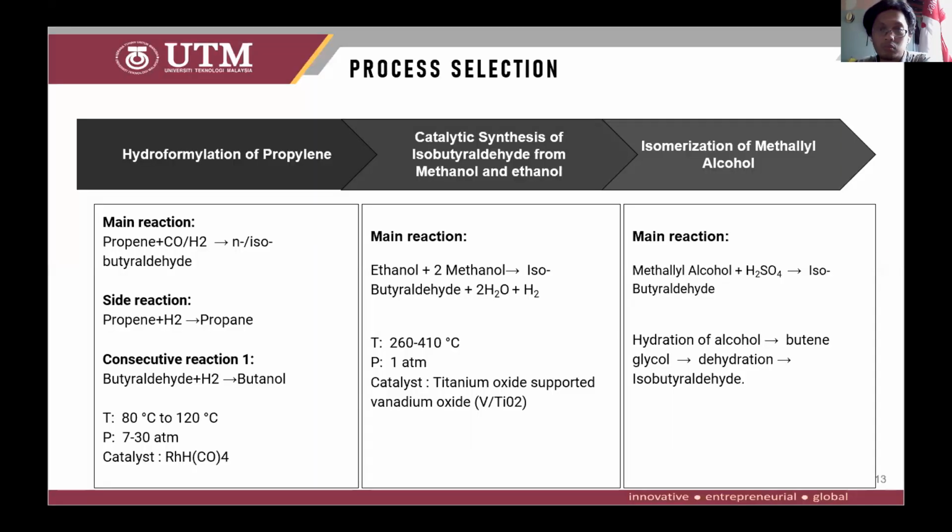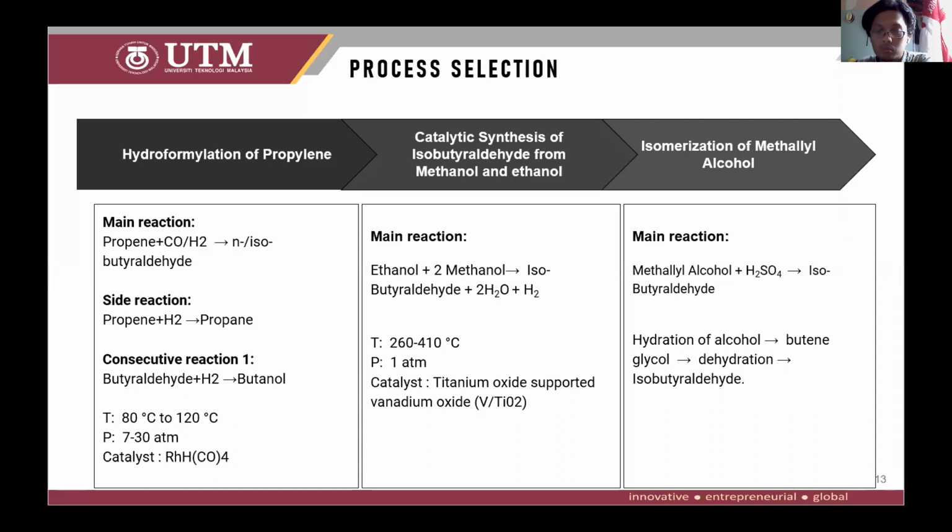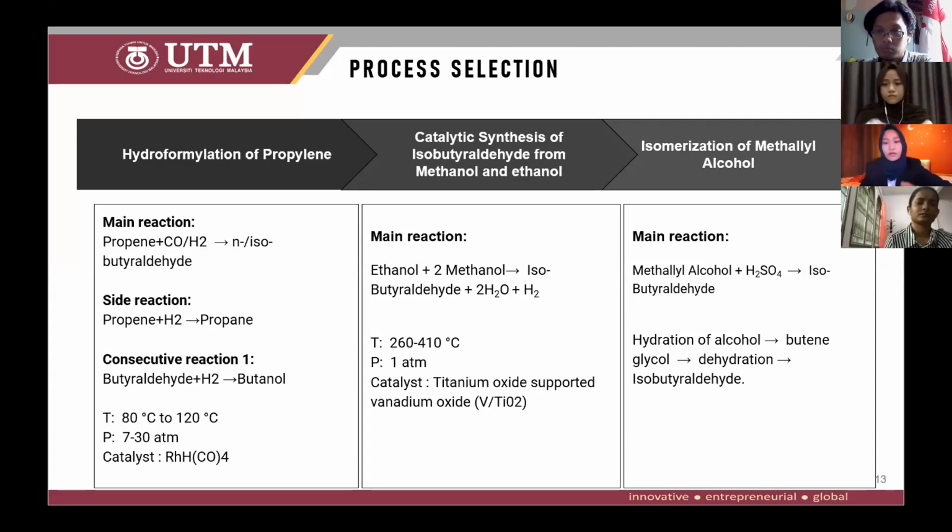supported vanadium oxide. Well, the third reaction is the isomerization of methyl alcohol. This reaction involves the reaction between the methyl alcohol with the sulfuric acid to produce isobutylaldehyde, and it can also be further processed with the hydration of the alcohol to form butene glycol and undergo the hydration to form isobutylaldehyde. Okay, so next.